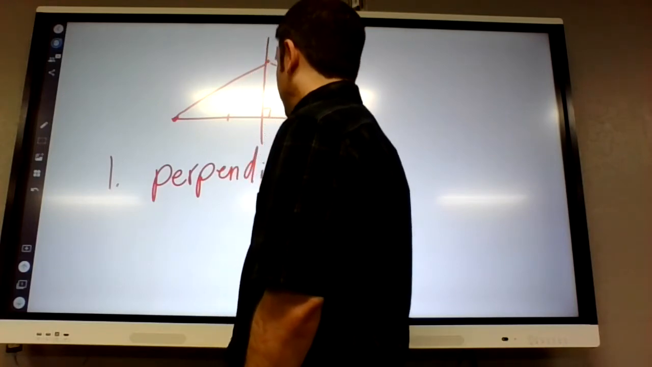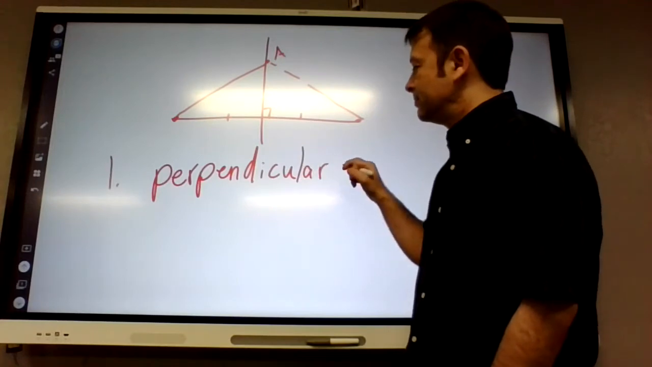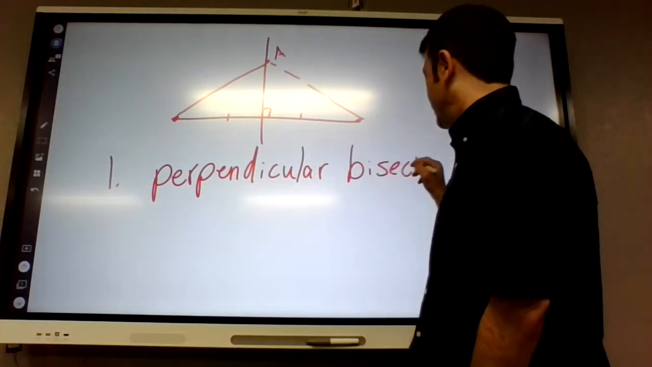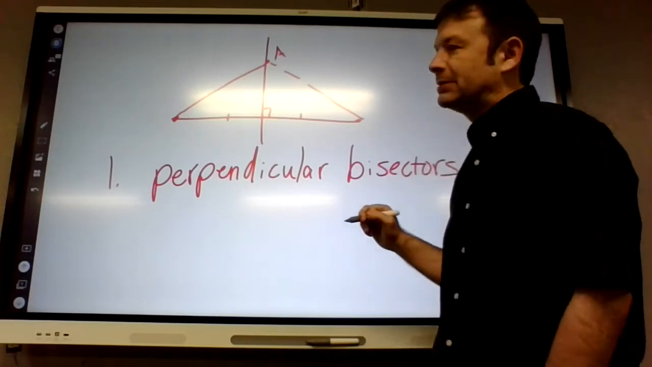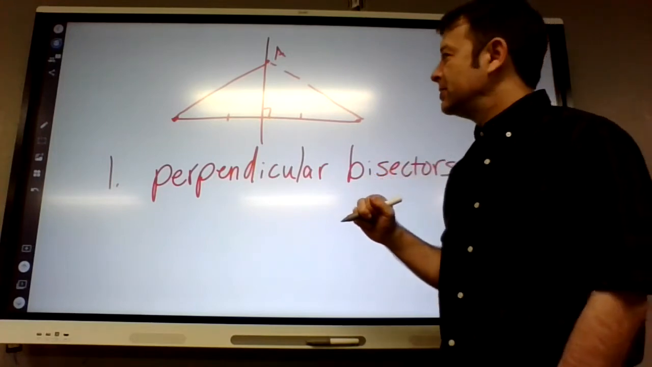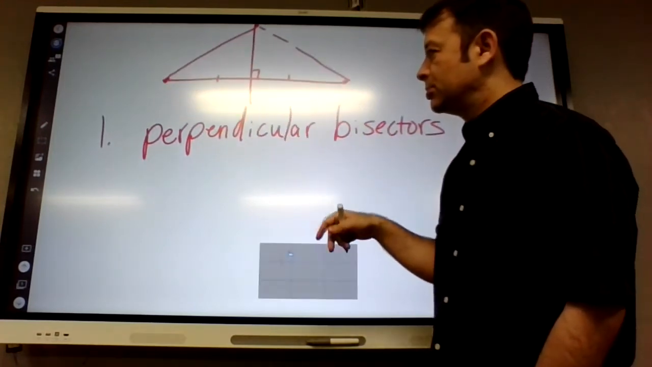Now, when we talked about perpendicular bisectors, we just talked about them in the triangle. You guys happen to remember where perpendicular bisectors meet? Probably not, it's kind of hard to remember. Circumcenter.